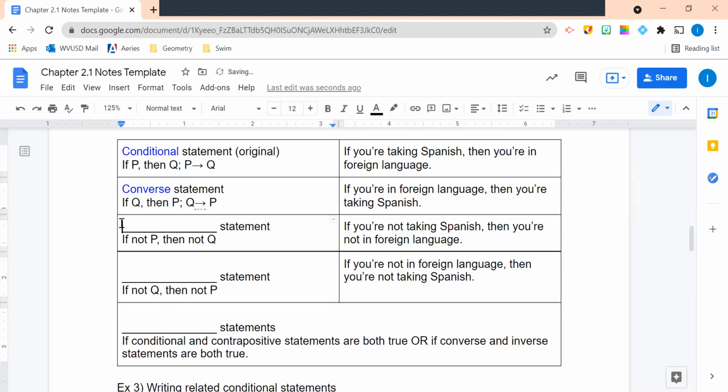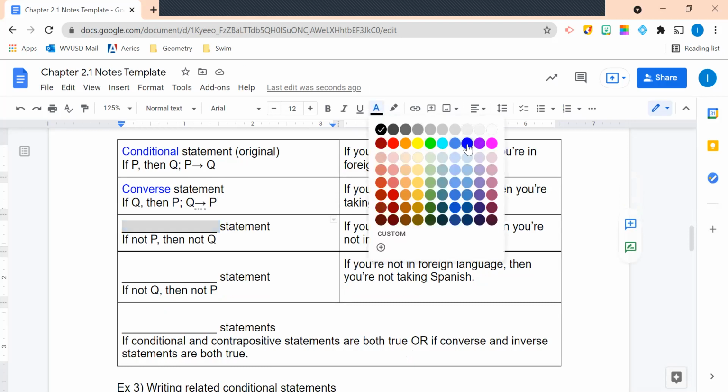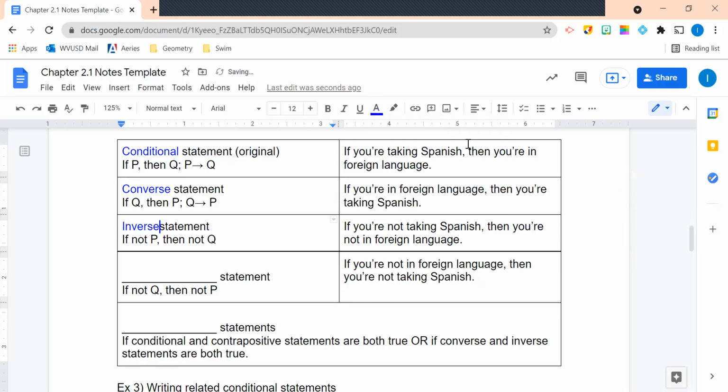In the next one, we're trying to figure out what an inverse statement is. If not P, then not Q. In an inverse statement, you're going to take the conditional statement and make both of them negative. So you're going to negate both the hypothesis and the conclusion. Another way to write this is that little squiggly line, then P, then that little squiggly line again, and Q. So if you're not taking Spanish, then you're not in foreign language.